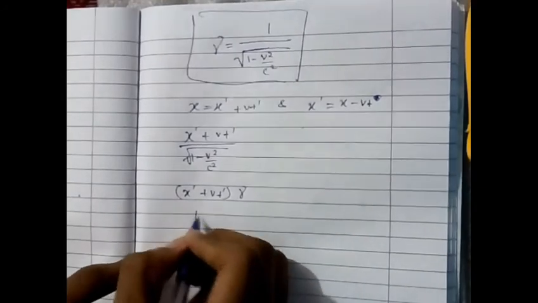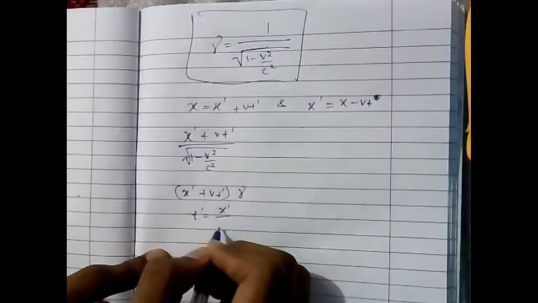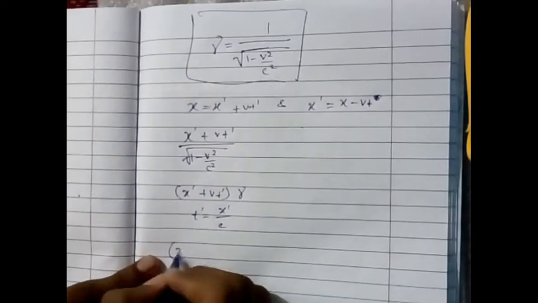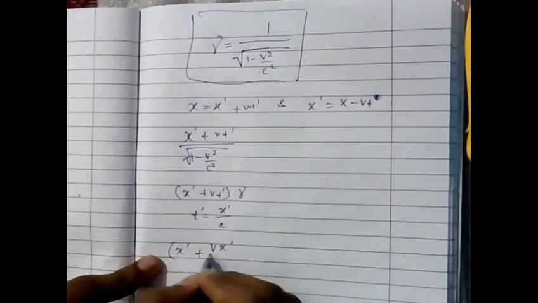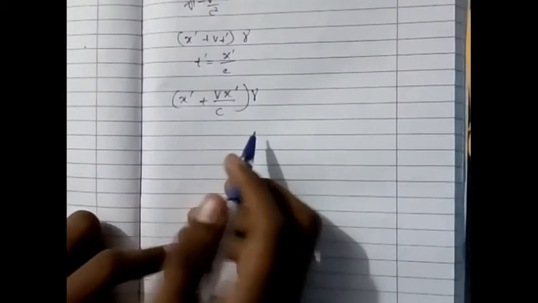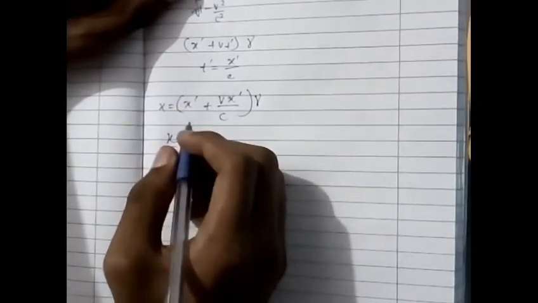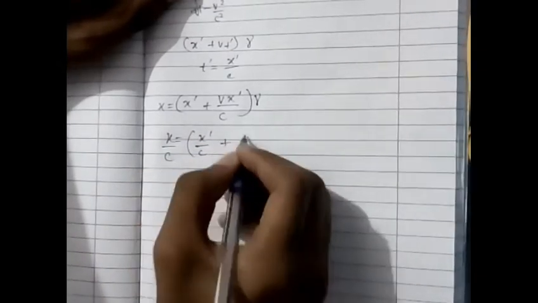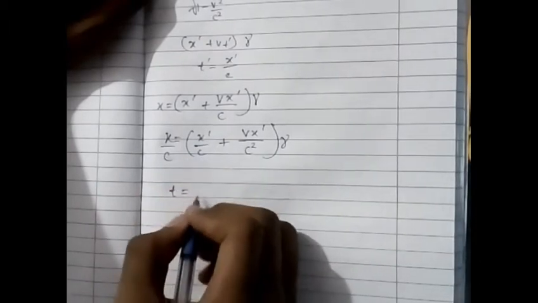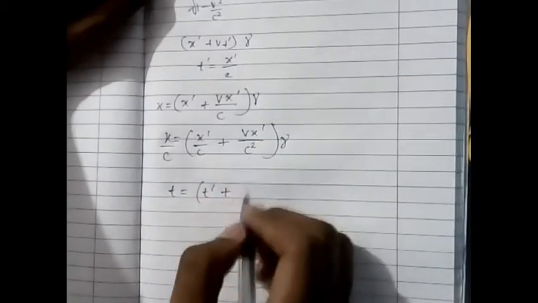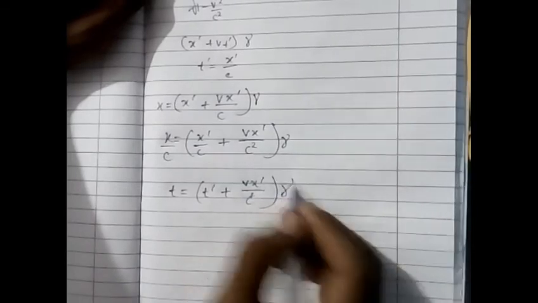And now if you just substitute t prime with x prime over c, the speed of light, we'll get x prime plus vx prime over c times gamma. Now we have to divide everything by the speed of light except this gamma. So we'll have x over c equals x prime over c plus vx prime over c square times gamma. And if you just notice, x over c, that means distance over any speed, that's time. Therefore t equals x prime over c, that is t prime, plus vx prime over c square, whole times gamma.